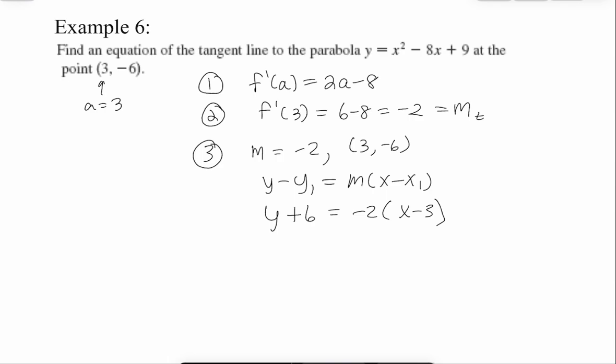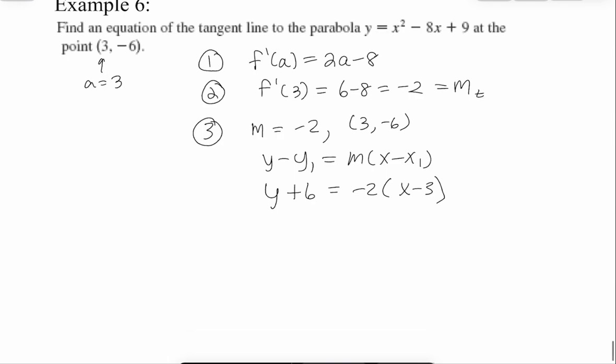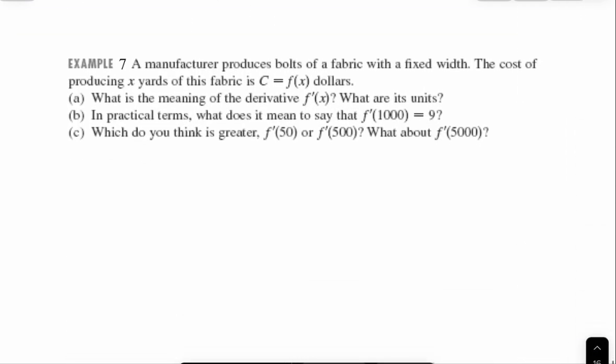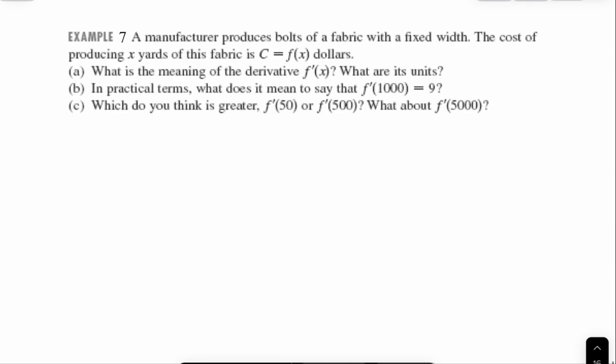So those 3 steps become super important that you know, because that's just an essential thing that you need in a calculus class. Okay, everybody good with example 6? Okay. Let's look at example 7.